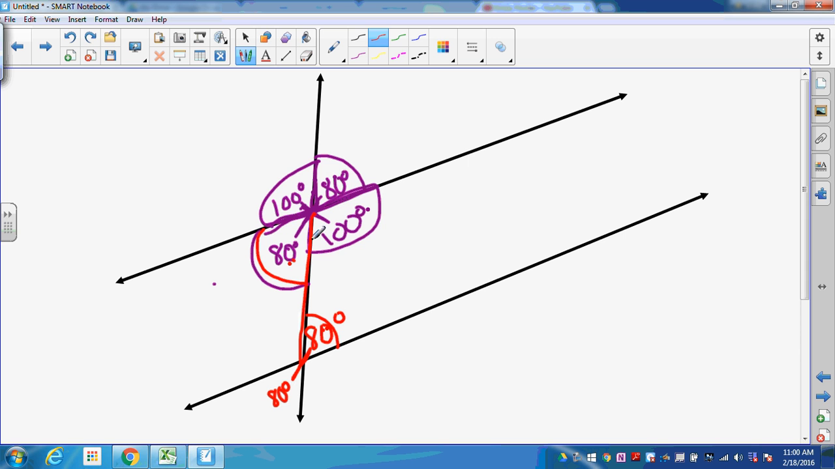Now, I need to apply my alternate interior angles definition again. This angle here, my 100 degree angle, and this angle here are alternate interior angles, so this angle measure is 100 degrees. These two angles are vertical angles, so this one is also 100 degrees.